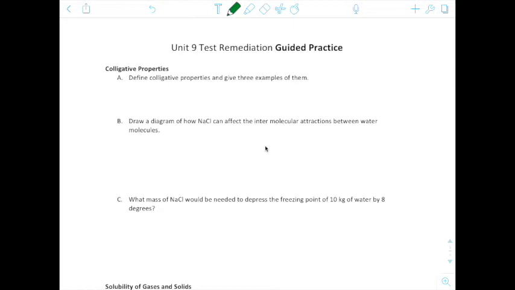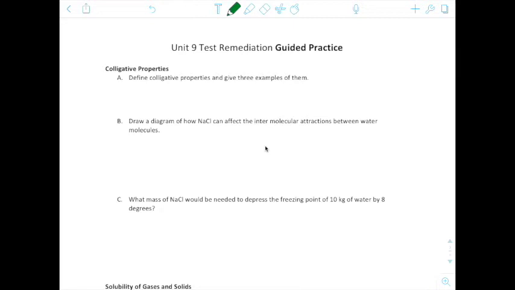Colligative properties. When we're looking at this, it says define colligative properties and give 3 examples of them. A colligative property is what happens when a solute is added to a solution. An example of these would be boiling point elevation, freezing point depression, and vapor pressure lowering. Those would be examples of those.